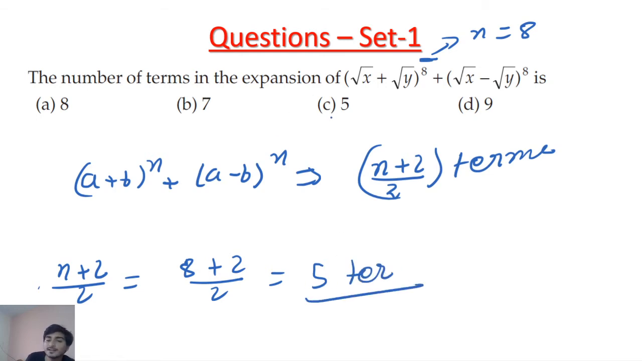So how many terms are there? 5 terms are there. Is it clear or not? If anyone is having doubt, please let me know.